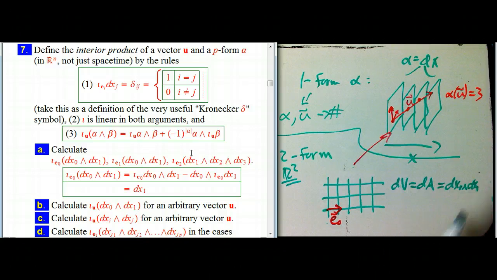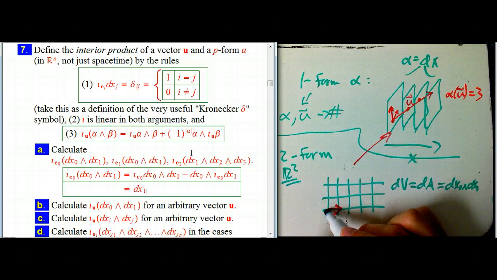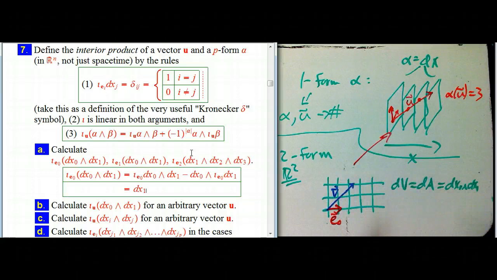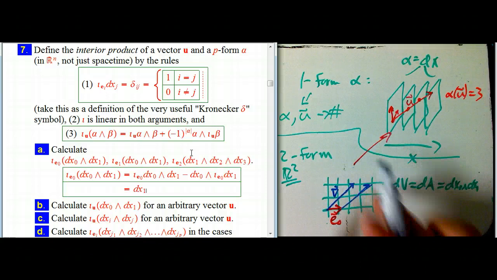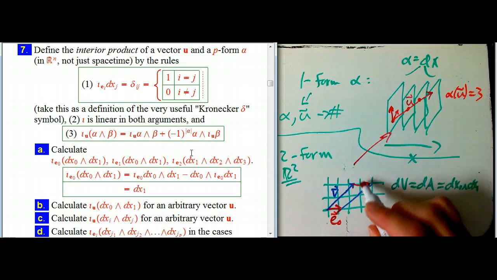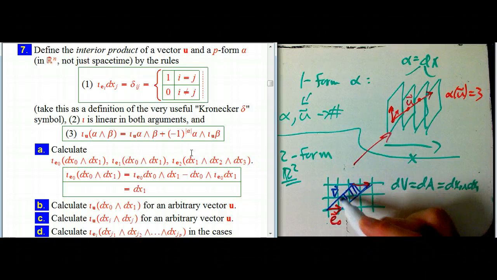Well, so what is that supposed to produce? It's supposed to produce a form, a machine, so that if I took another vector in here, call it v, and then made the parallelogram with the e naught, then it would produce the area of this guy.